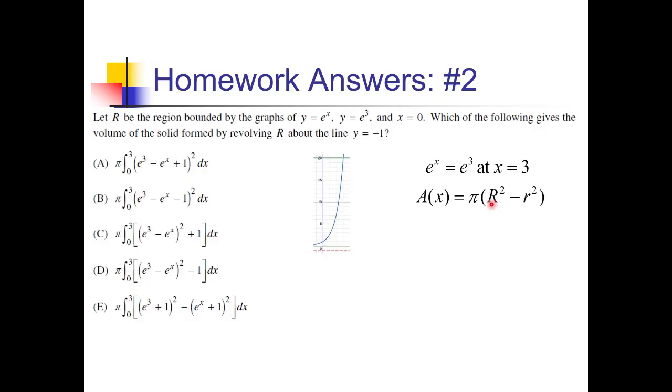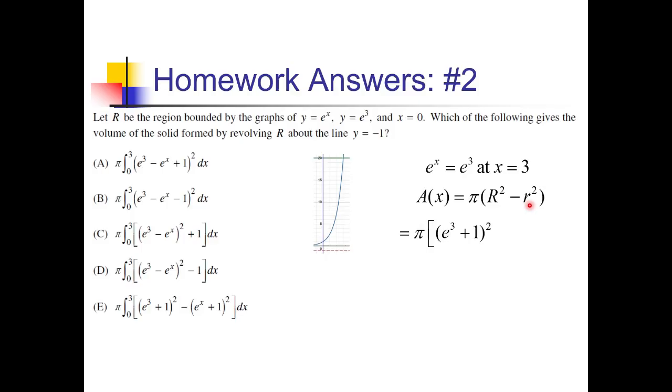For big R squared, that's the distance between the further away part of the bounded region and the axis of revolution. The further away part of the region is this horizontal line, e to the third. So e to the third minus whatever this y value is, so minus -1, which means we really have e to the third plus 1 for that first radius there. So we're going to plug that into this formula and we'll square that.